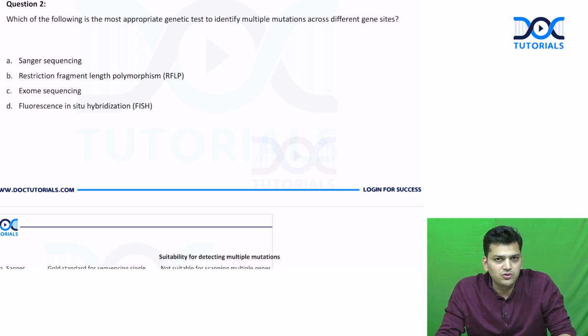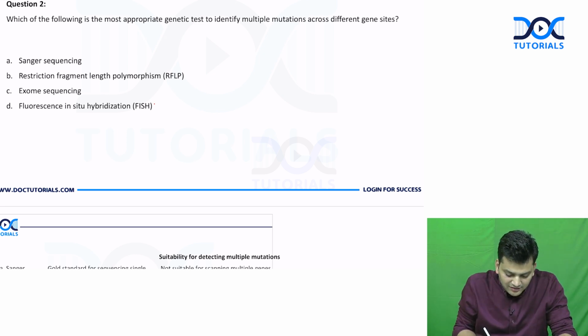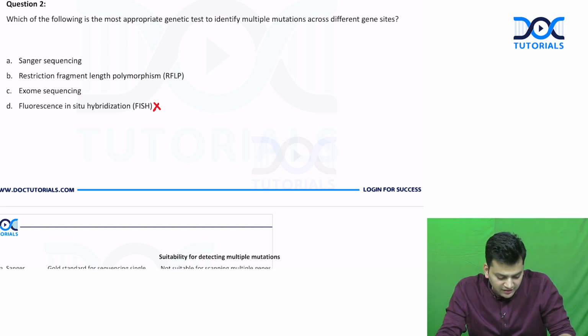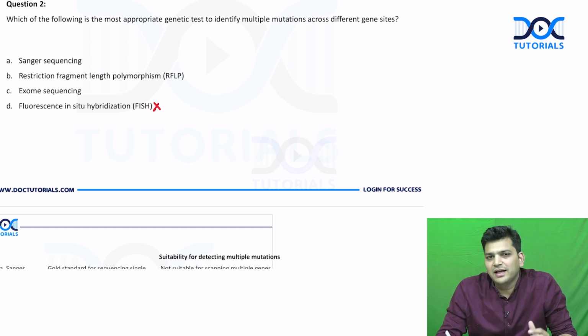FISH is for chromosomal studies, to see microdeletions, trisomies, monosomies, duplications, translocations. We don't use the FISH technique to see multiple mutations, right? That is at the DNA level, which we can't see in FISH. So FISH cannot be the answer. Now we are left with Sanger, RFLP, and exome sequencing. When it comes to RFLP, that is basically restriction fragment length polymorphism. If the mutation changes the length of the DNA, then yes, we can identify it by RFLP.